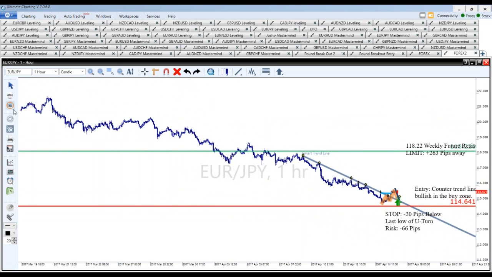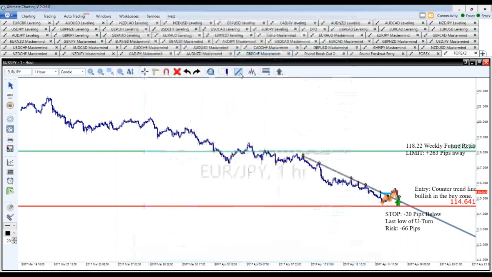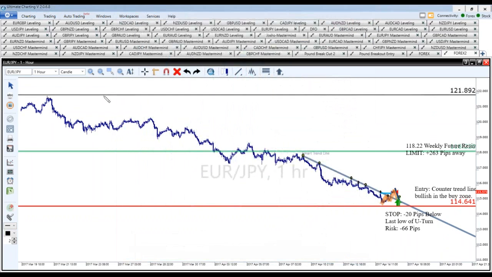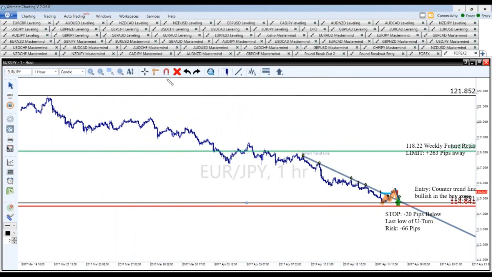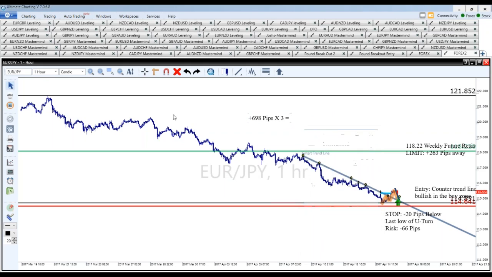Remember, we have to determine the levels and the distance between the grids. Step 1, 500 bars of memory. Step 2, find and mark the layer of the highest point and the lowest point. Step 3, measure the distance from the high price to the low price. This is 698 pips, so 698. And what do we times that number by? Times it by 3. 698 times 3 is 2,094.